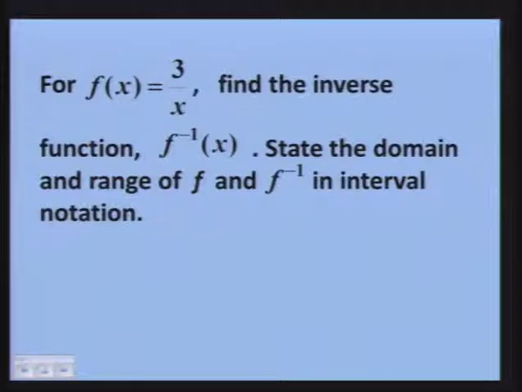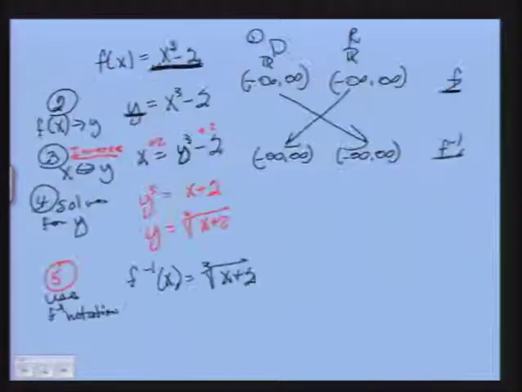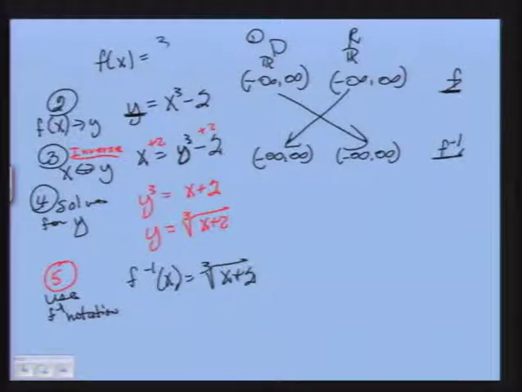If we have f of x is 3 divided by x, we're going to find the inverse function f inverse of x, state the domain and range of both f and f inverse in interval notation. Exactly the same steps we followed a few minutes ago. So let's get a blank slide here and write down f of x equals 3 divided by x. I'll tell you what, let's go back a couple of slides and do this. Let's change this to 3 divided by x.